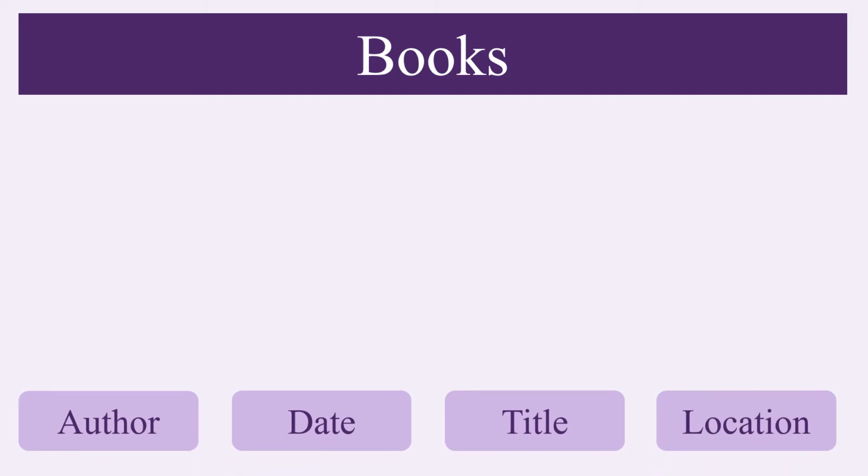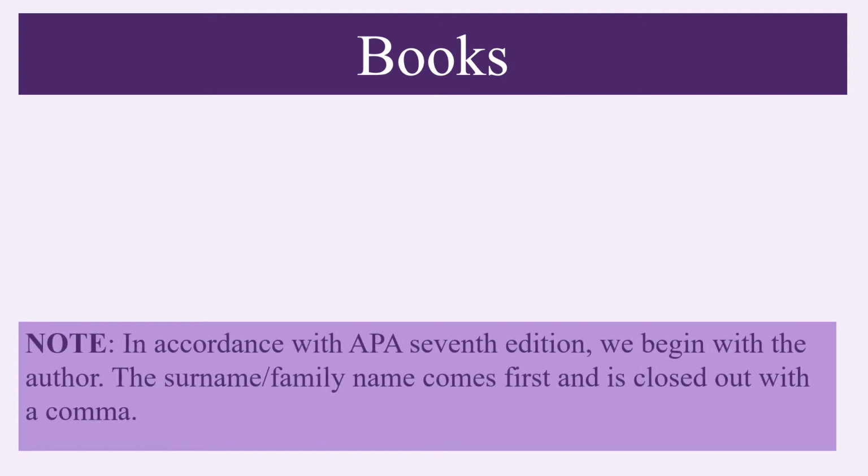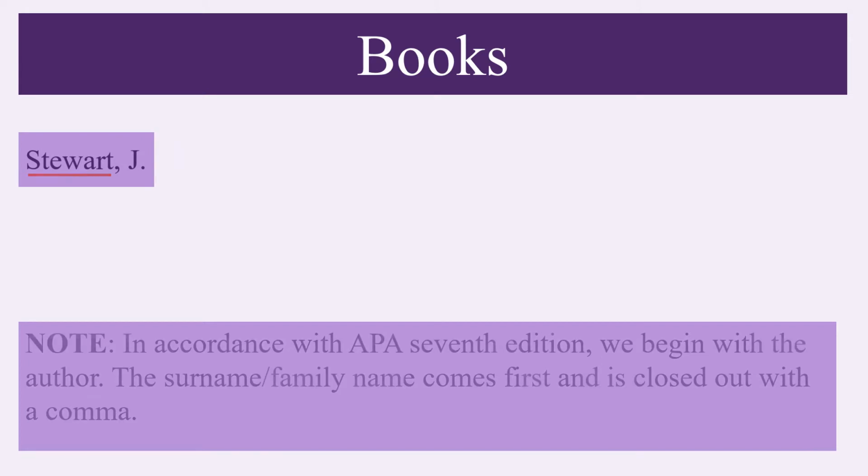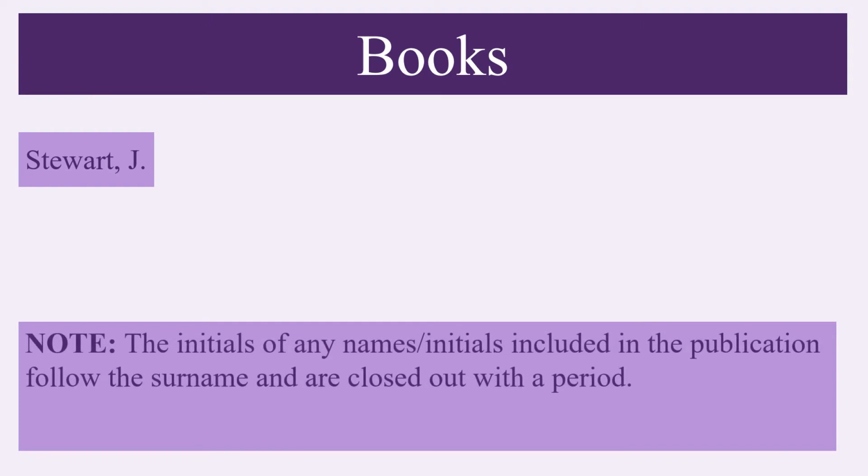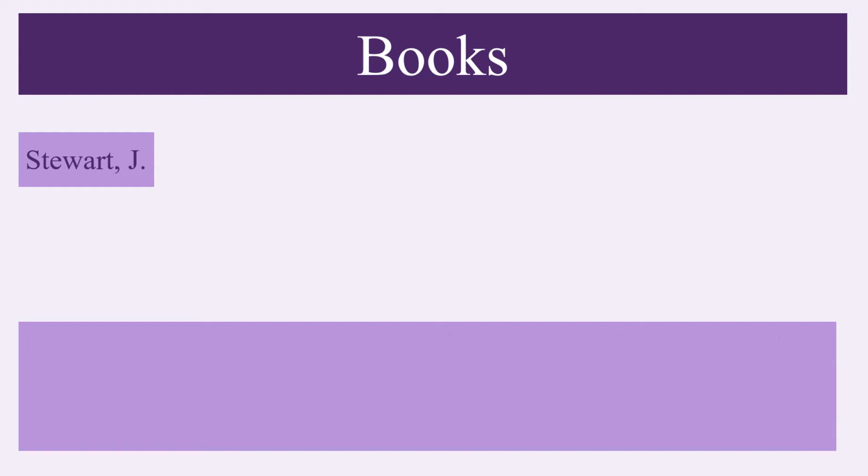When creating a reference entry for a book, follow the standard prescribed sequence outlined by APA. This means introducing the author first, then the date, the title, and finally the location. So, in accordance with APA 7th edition, we begin with the author. The surname or family name comes first and is closed out with a comma. In this case, we have Stewart, comma. The initials of any names or initials included in the publication follow the surname and are closed with a period. In this case, we have J period.